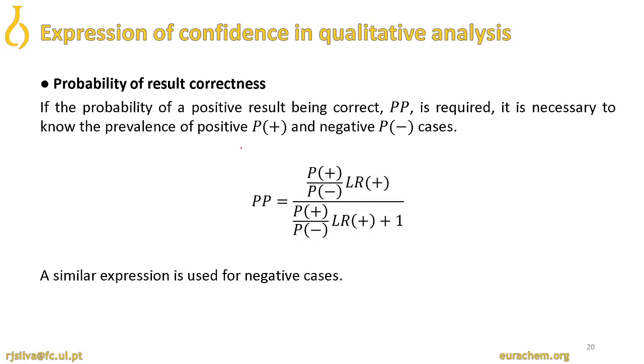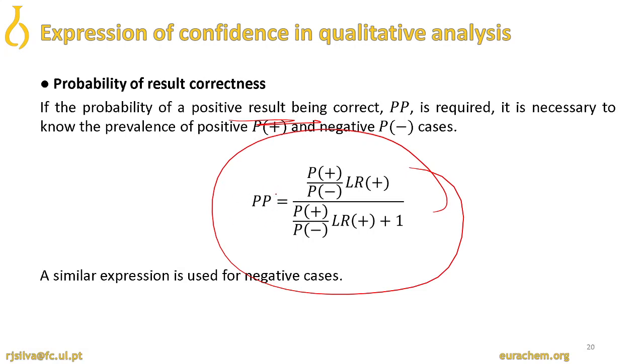But if you need to know how correct is your positive result, so if likelihood ratio is not okay for you, if you need something more direct to your specific problem, you can calculate the probability of a positive result being correct. But in that case, you must know the prevalence of positive and negative cases. The formula for that, using simplified notation, is this one. So this is the probability of a positive result being correct, and then you have the prevalence of positive and negative results, likelihood ratio of positive results, and as a denominator you have numerator plus 1.